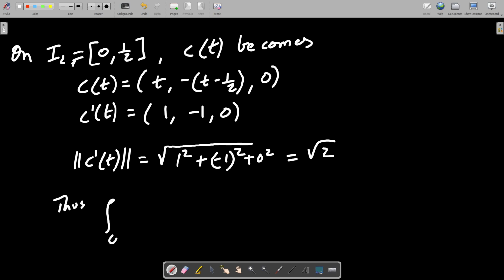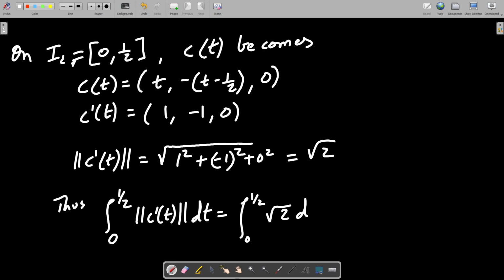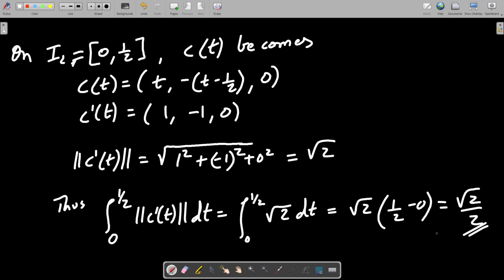this integral from 0 to half of root 2 dt will be root 2 times t, with t becoming half minus 0 after substitution. So it's going to become root 2 by 2 as the final answer.